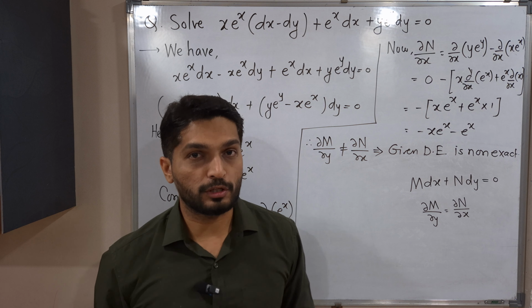The second rule is (∂N/∂x minus ∂M/∂y) upon M. Simply we interchange them. And it should be a function of y only. In that case, the integrating factor will be e raised to integration f of y dy. Here we should not have a function of x or any term of x. We should have terms of y and constants only. In that case, we go for rule number 2.